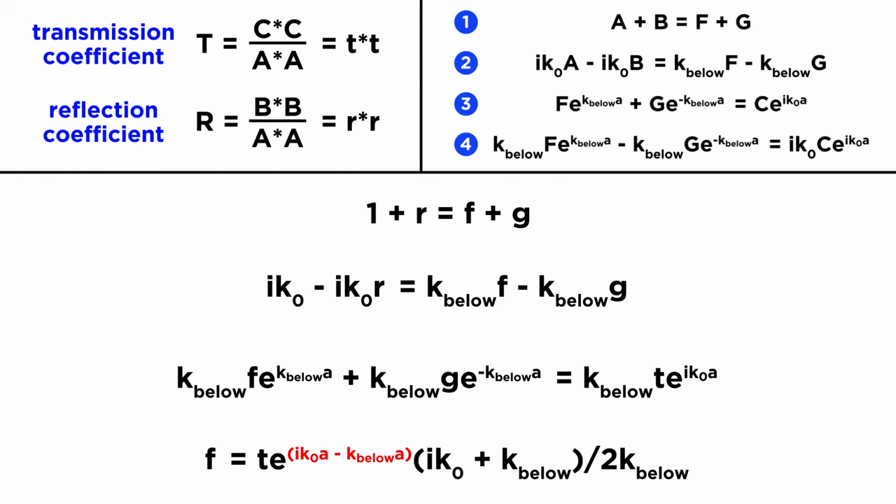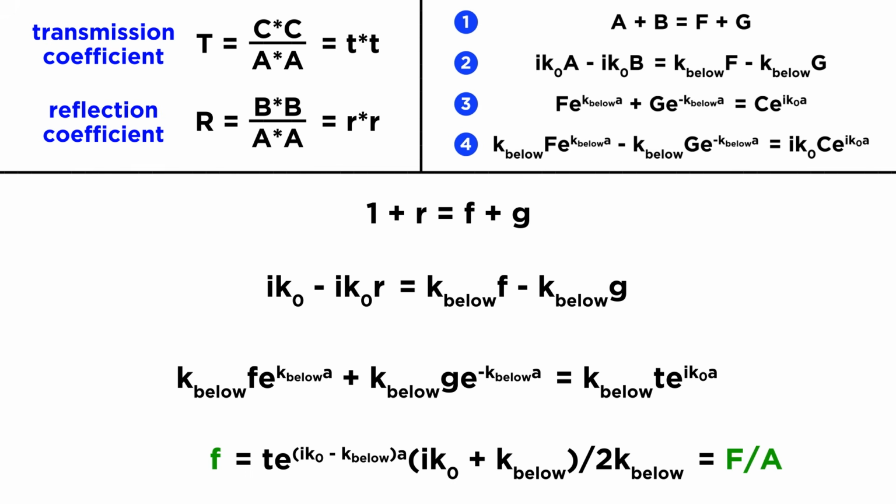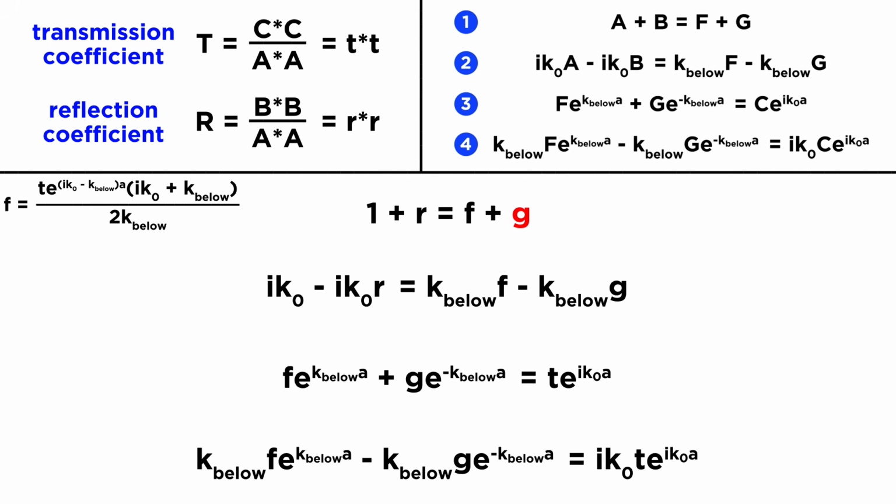Then we will simply subtract k below a from i k naught a and factor a out of the difference, which will leave us with this. So there we have an expression for lowercase f, which again is equal to uppercase F over A. Next, we want to get lowercase g.